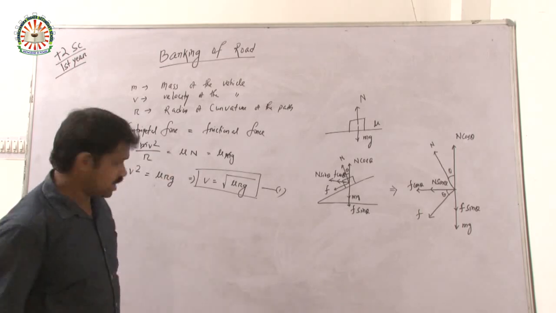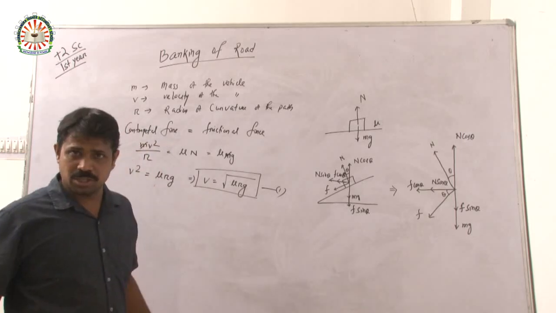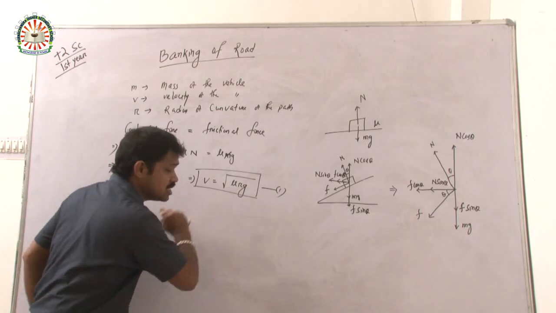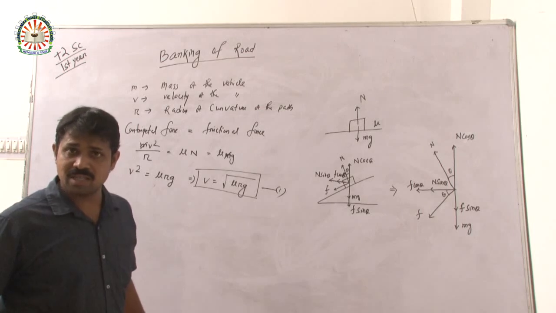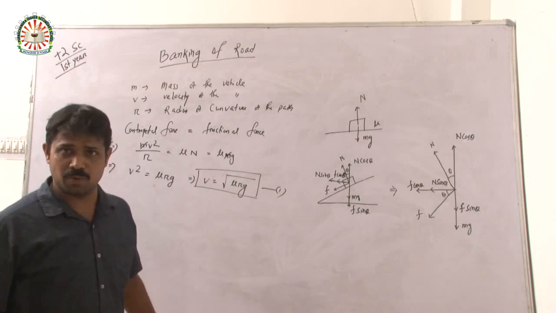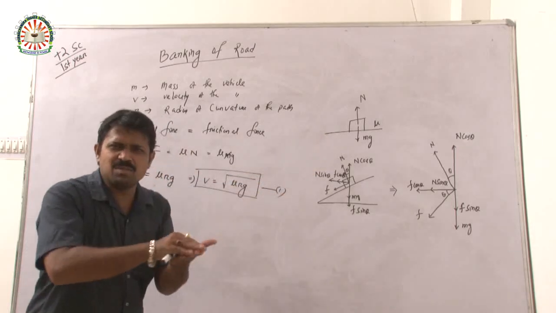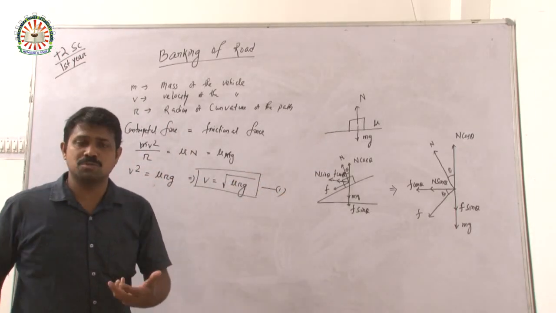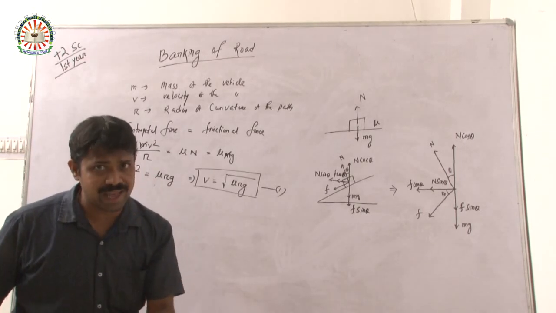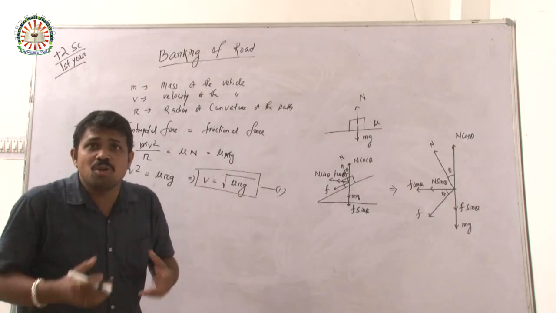But the problem is that if we want to increase the safety velocity, then what will we do? We will have to increase the frictional force. But on the other hand, if we increase the frictional force, then what happens? We have to make the road rougher so that the frictional force becomes more. But if we make the road more rough, then the tires have more wear and tear.